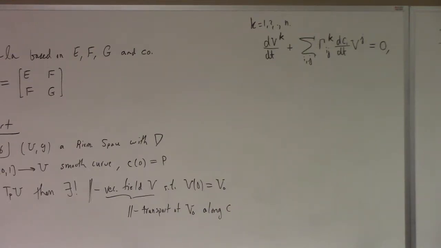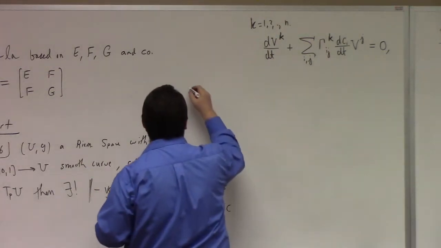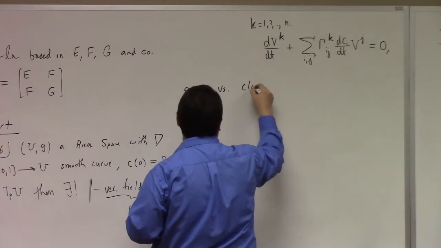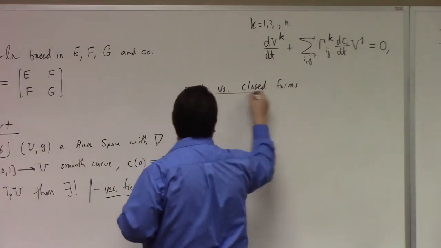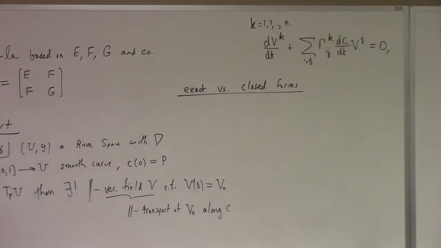Oh, your other question was what? Just super short on exactness and closedness of forms. And I think exact implies closed, right? Because if the form is exact and you take the exterior derivative, it would give you 0, which is closed.